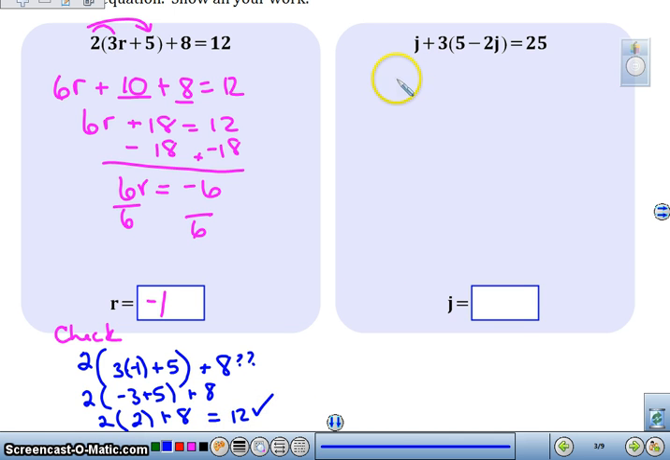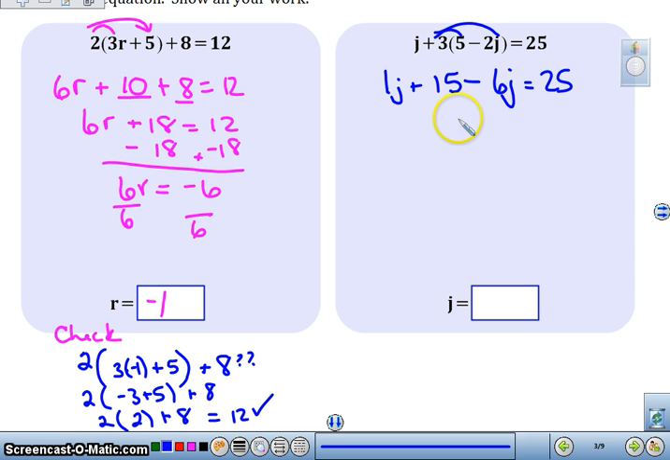So again, we might rewrite this as 1j plus, now we are distributing. I would hint to write down those arrows on your homework sheet so that we put this first one, you're thinking, oh, 3 times 5 is 15. Minus, you do not want to put 2j. It is 3 groups of 2j's, which makes it 6j equals 25.